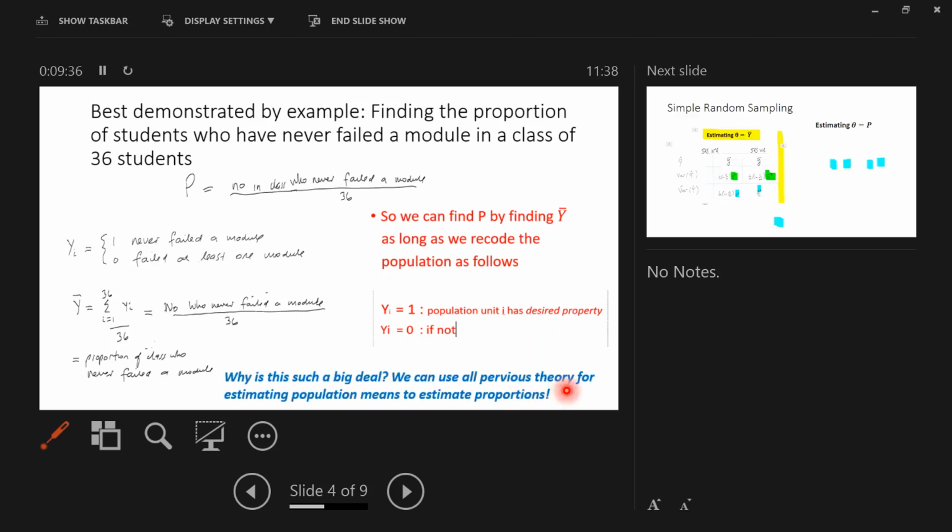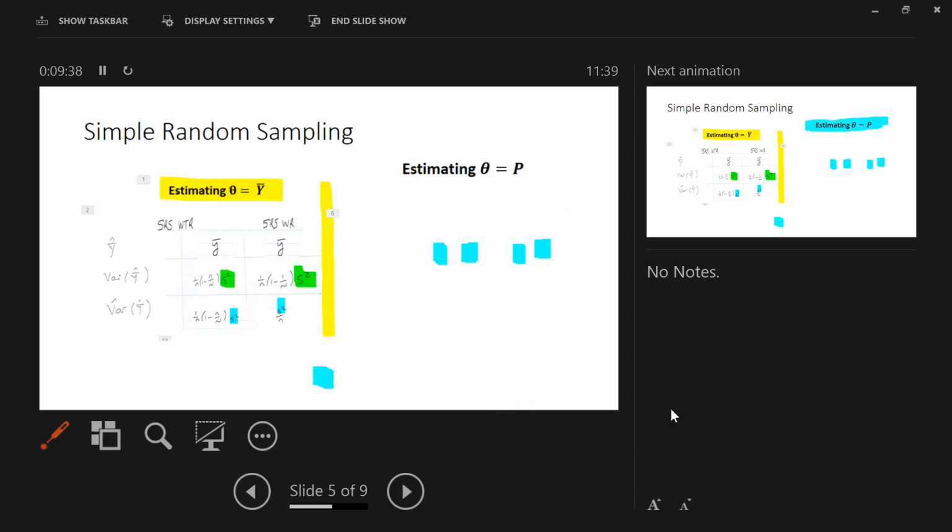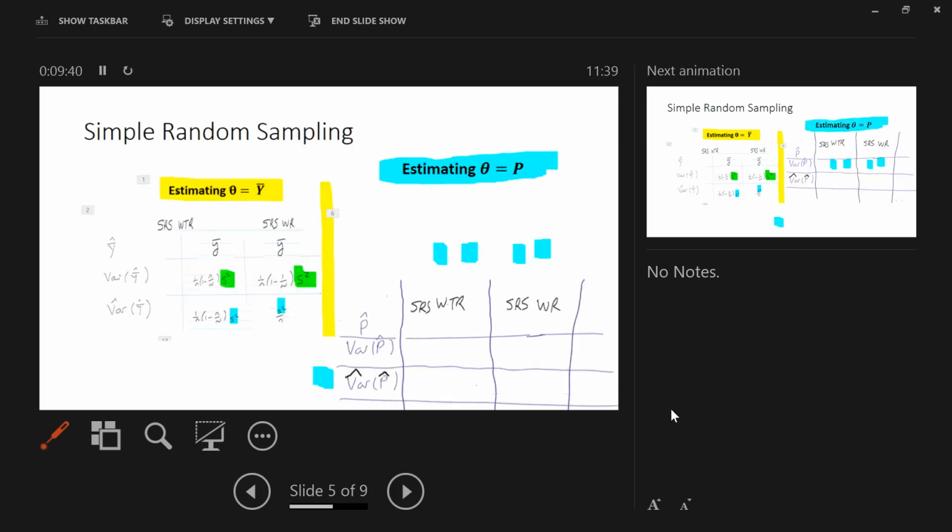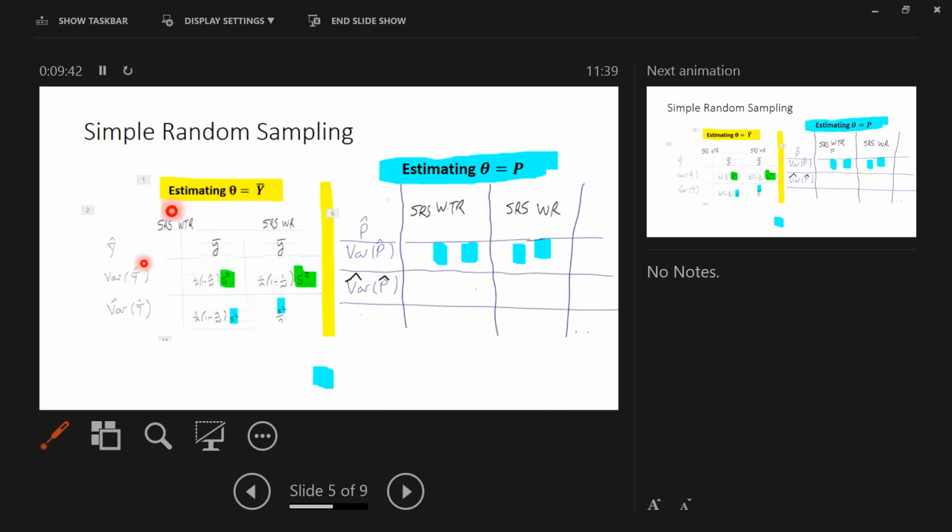So why is it a big deal? We can use all the previous theory. You already know this, right, from our previous work. So now I'm saying we're going to do exactly the same, but instead of Y bar, you already know how to do T. We're now putting proportion P. So how do we do that? And instead of a Y bar hat, I've got a P hat. Variance of Y bar hat, theta is now P hat. Can you see? It's very simple.